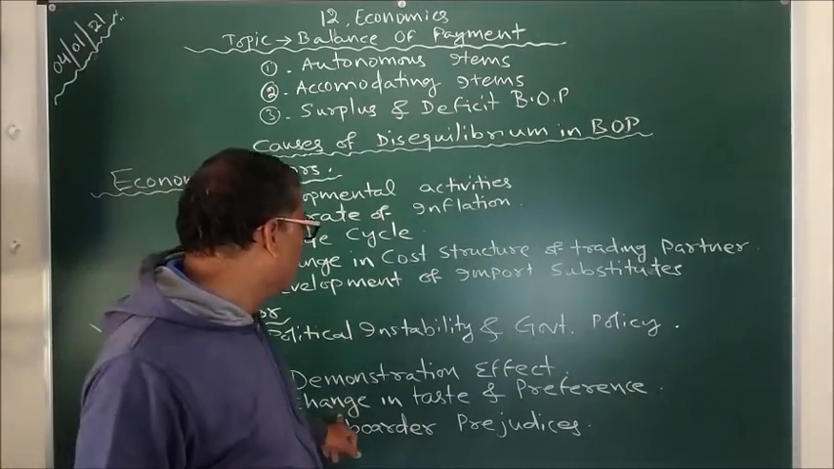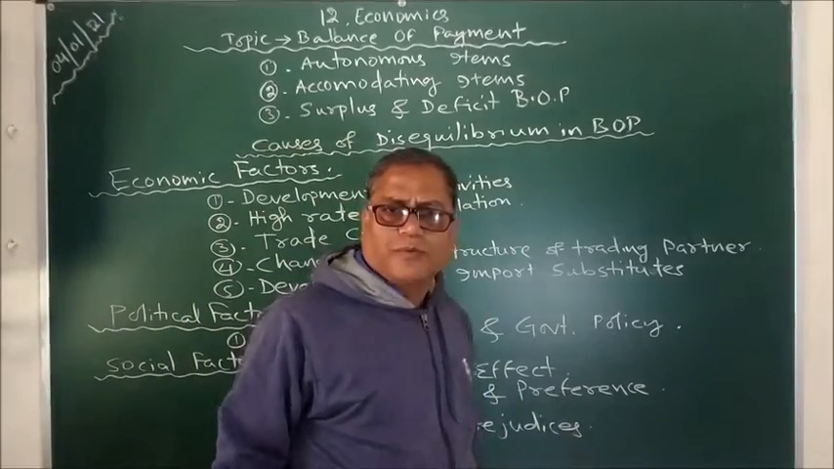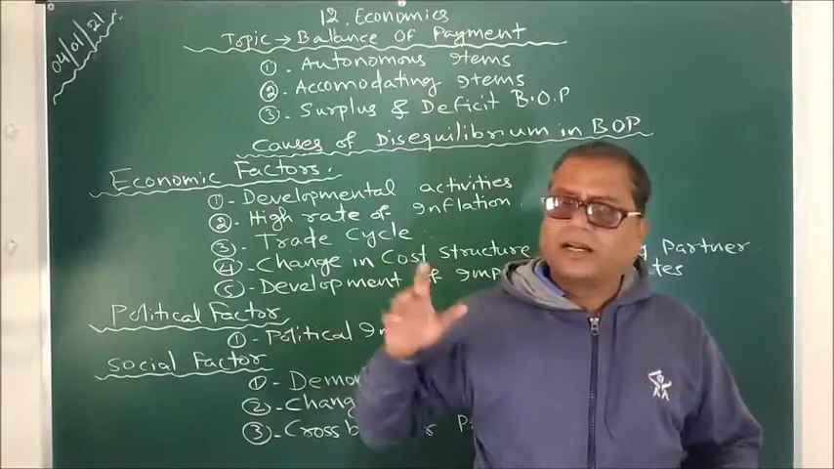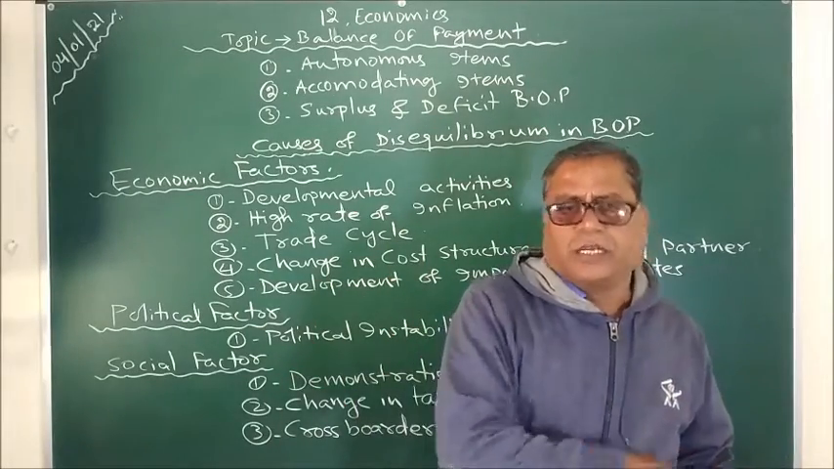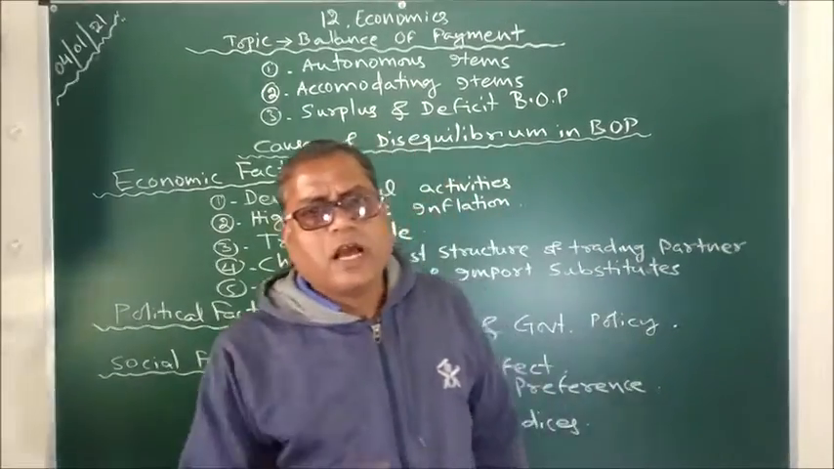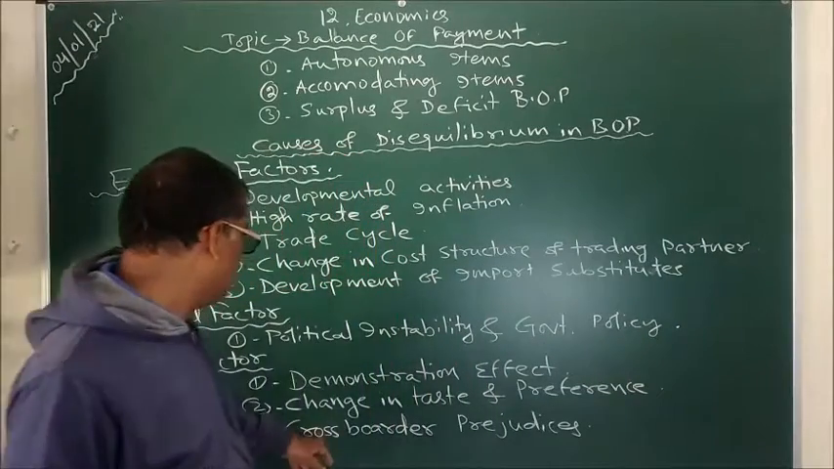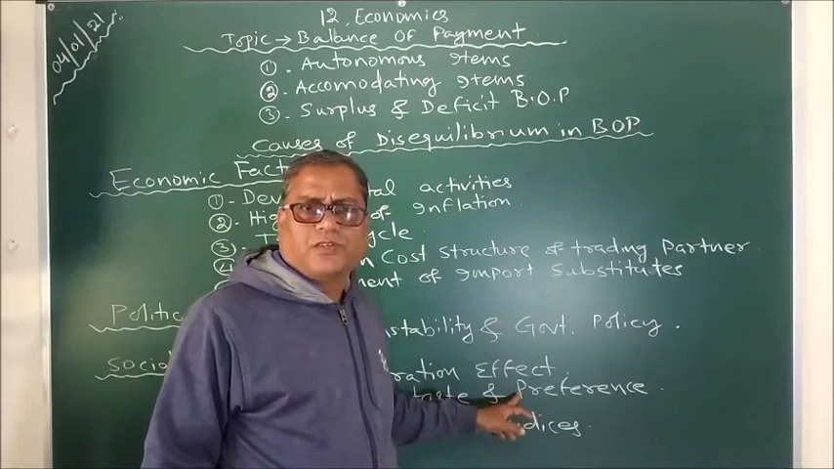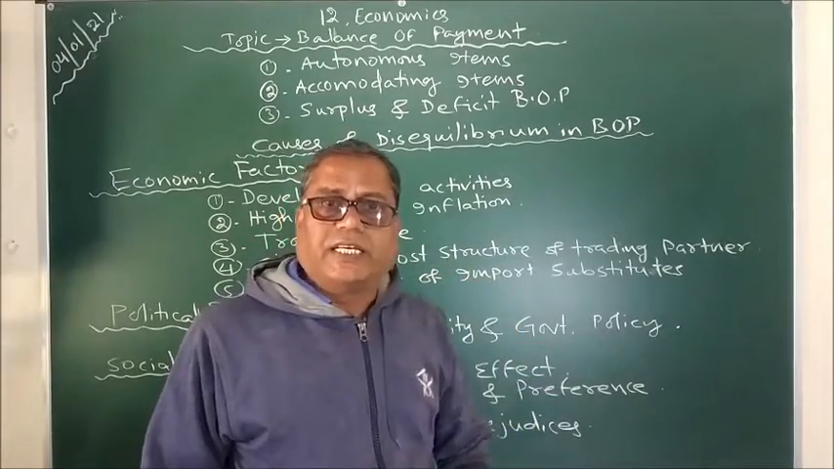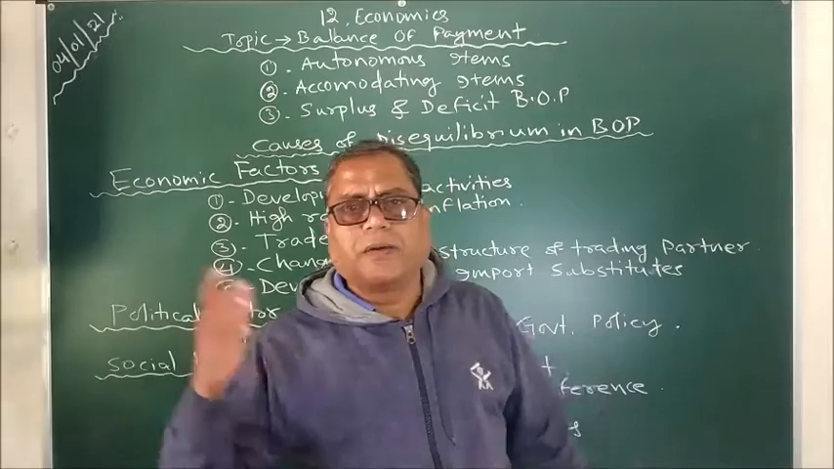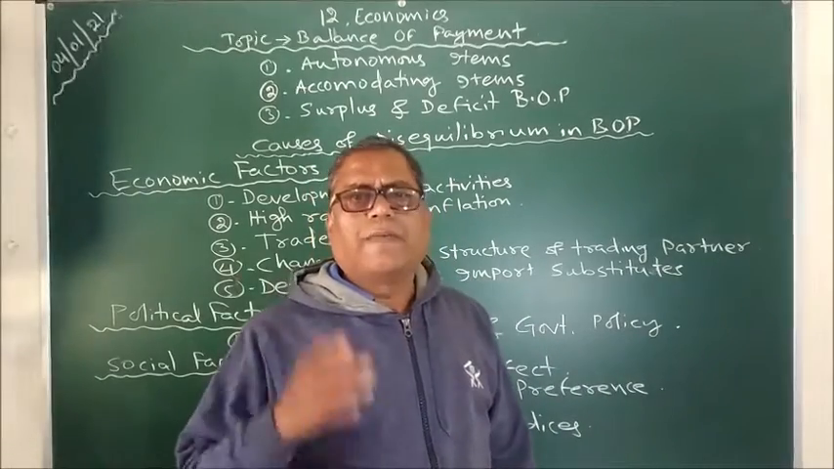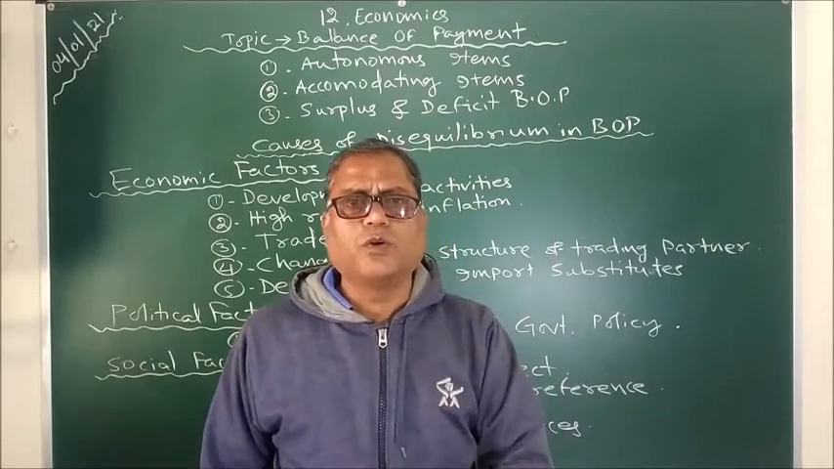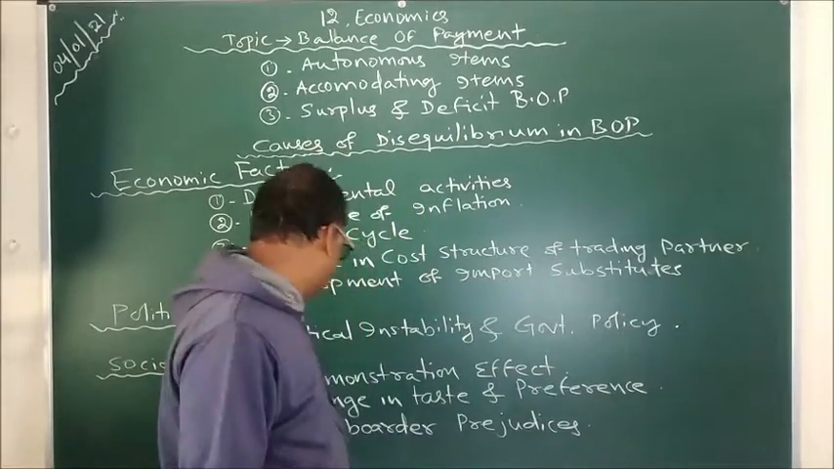The next point is change in taste and preference. Sometimes people's taste and preference changes, and that also either adversely or favorably affects the balance of payment status. If our taste and preference is changing in favor of foreign goods, then we have a deficit BOP. And if it is changing in favor of our indigenous or domestic goods, it is a surplus BOP.